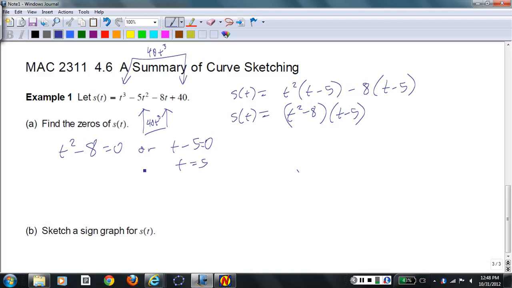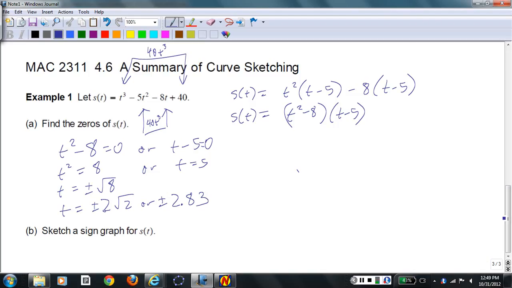So t could be 5, or t could be one of the 2 square roots of 8, plus or minus the square root of 8. If you like simplified radicals, it's going to be 2 times the square root of 2. Otherwise, 2.8 something, I believe, plus or minus 2.83, probably, something like that.